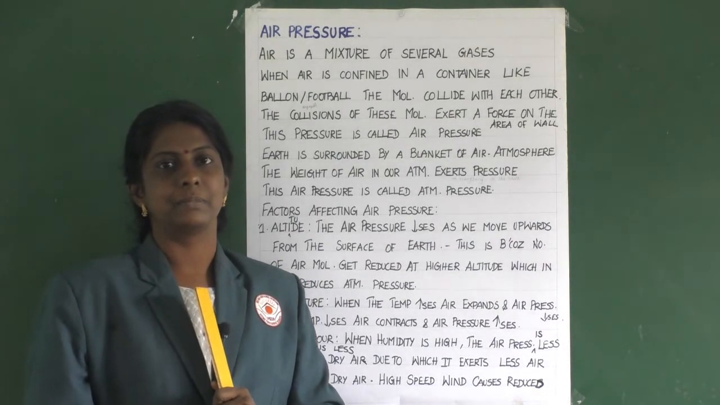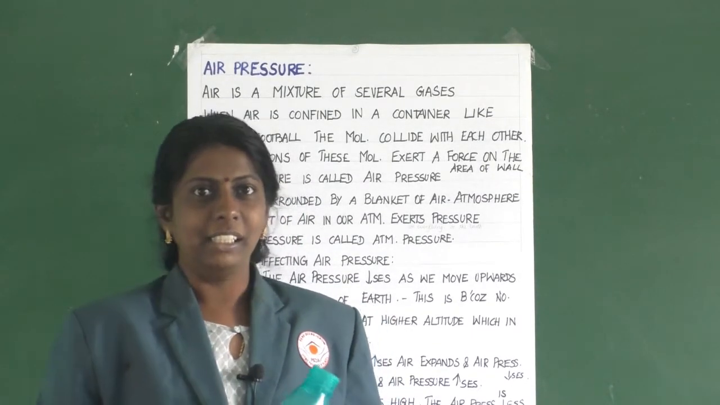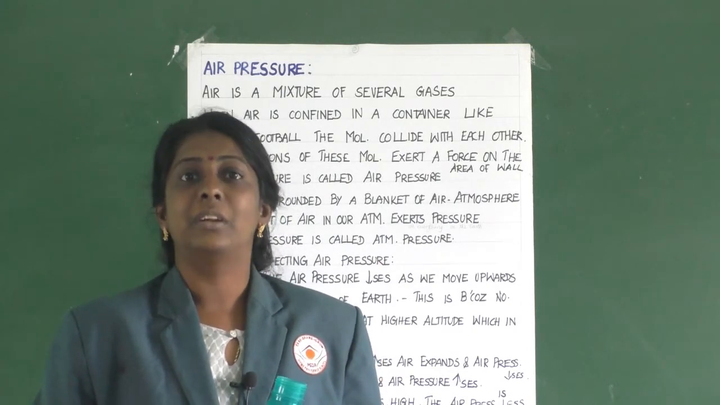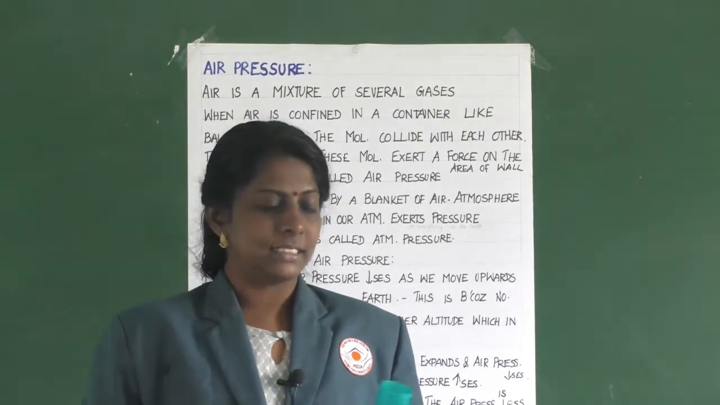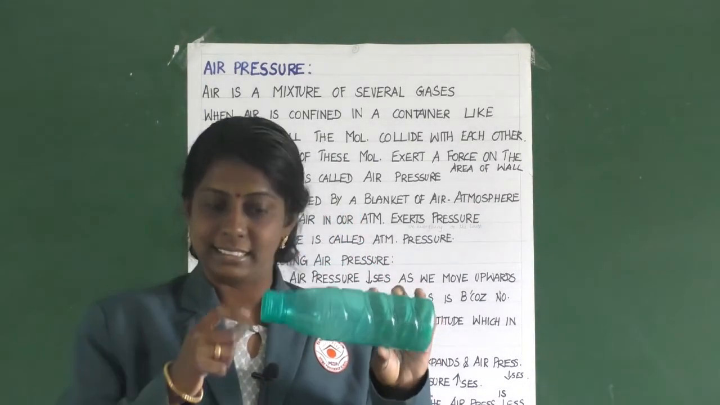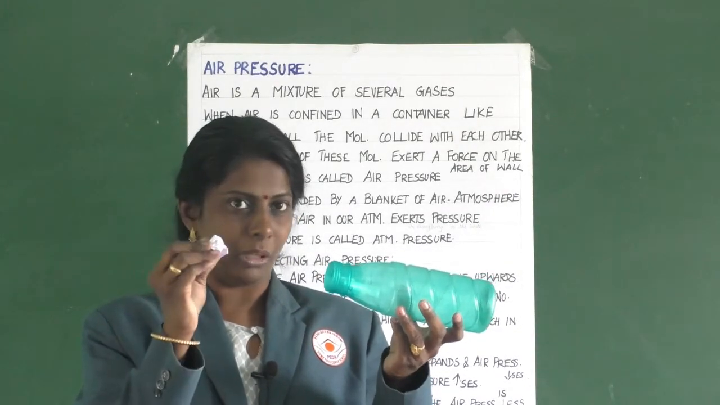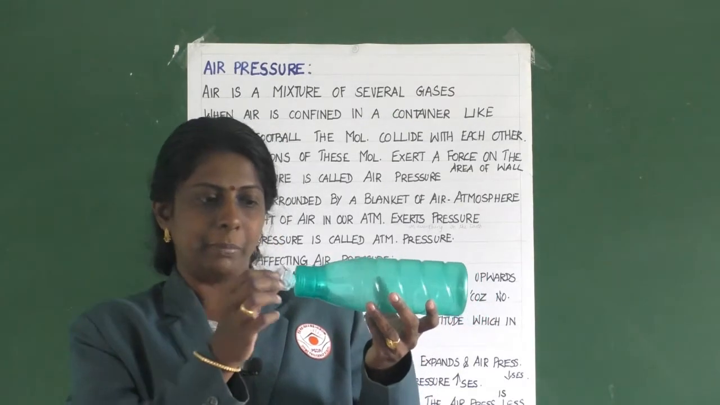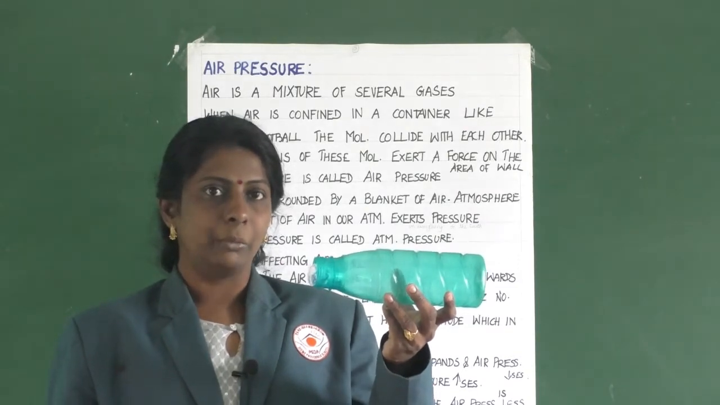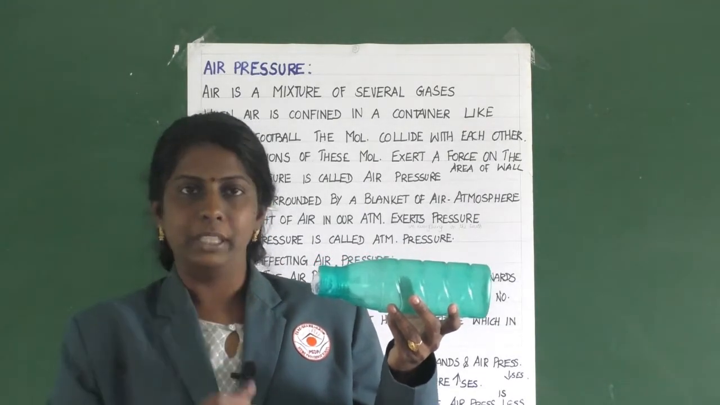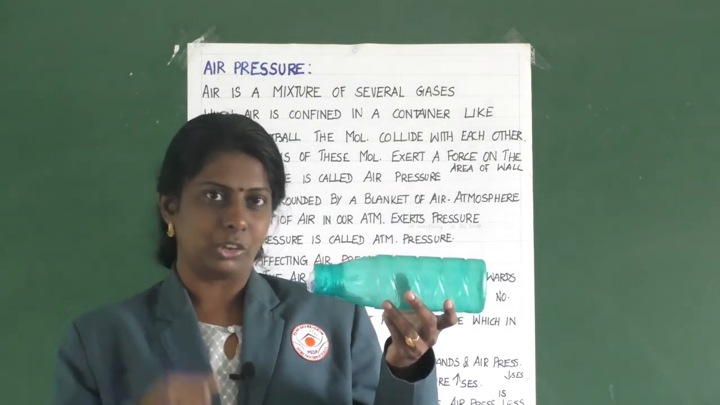Yes children. Now we are going to do one activity. This activity is about how high speed wind causes reduced pressure. Clear? Yes. Now I have a bottle which has a narrow neck and a piece of paper crumpled into a ball. I am just keeping the paper in the neck of the bottle. What I am going to do is blow air over the paper with high speed. So what happens? Let us watch.